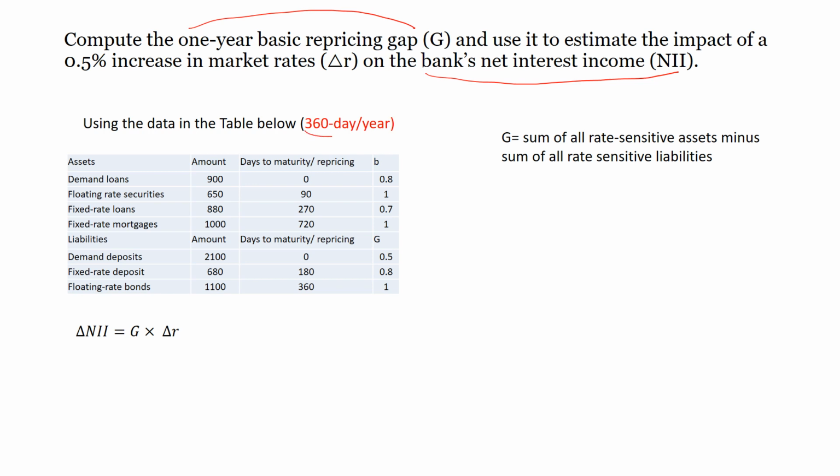You are told that you have 360 days in a year, and the definition of the gap is this. You should know it because it's not given in the question, but we have been through this in video number 1. Also in video number 1 we found out that demand loans, floating rate securities and fixed rate loans are the rate sensitive assets. Demand deposit, fixed rate deposit and floating rate bonds are the interest rate sensitive liabilities, and in the question you're given this formula.